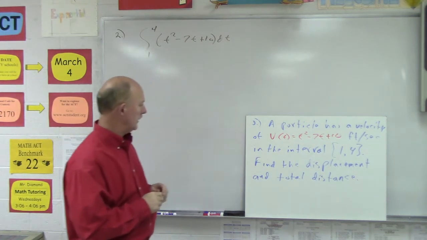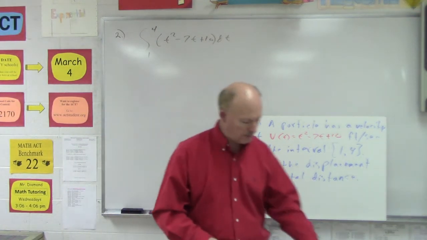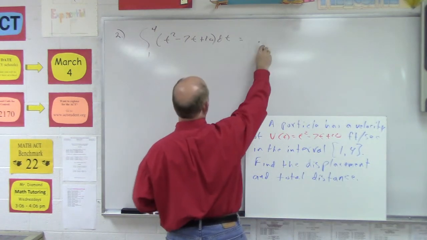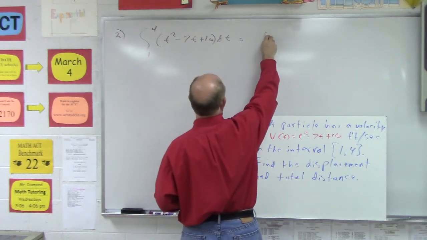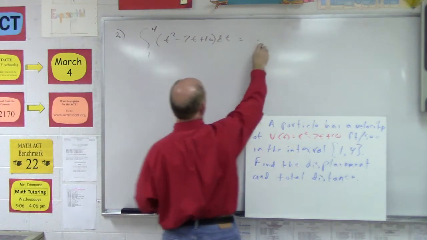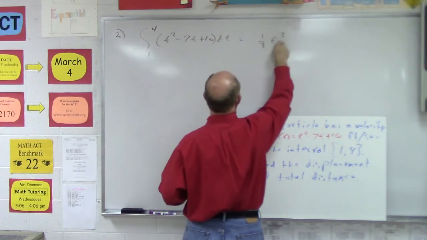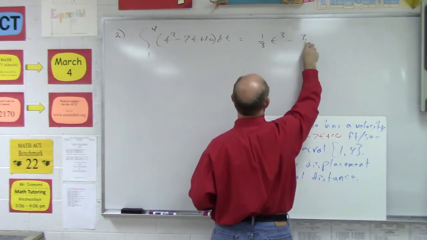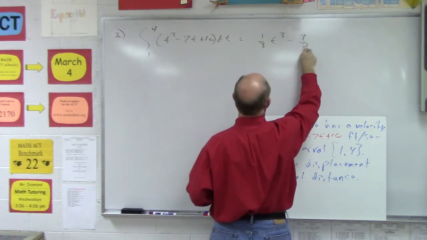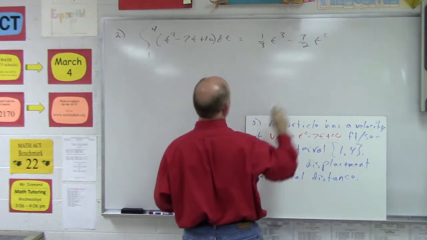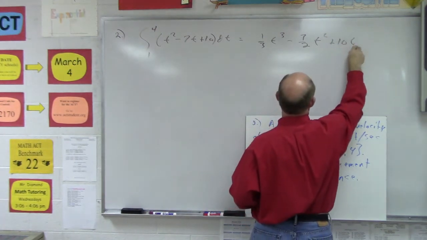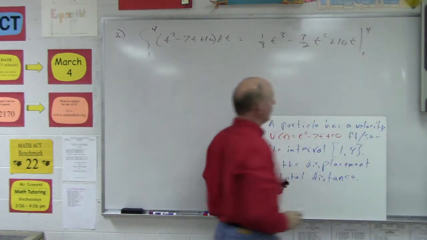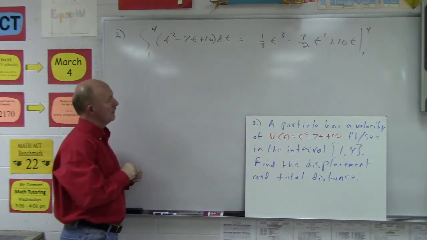All right, now let's see what we get for our net change. Then let's find our antiderivative first. Our antiderivative will be 1/3 t cubed, minus 7/2 t squared plus 10t, from 1 to 4.